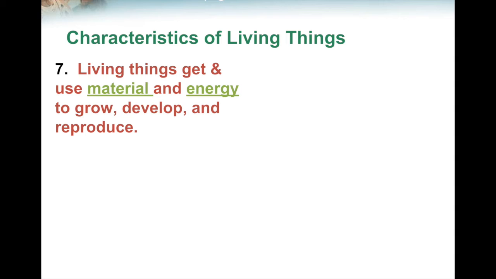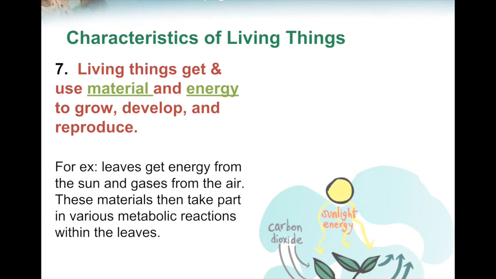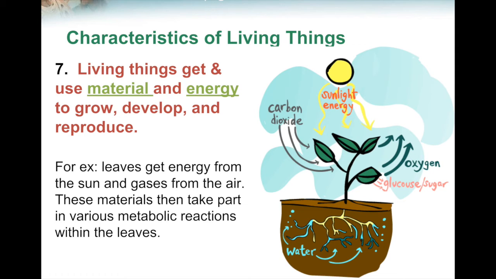Well, what about plants? Plants don't normally eat other organisms, but they still need to get energy and they still need to get materials. So one way they do that, instead of eating something else, is they actually make their food in their bodies. And they need materials like carbon dioxide, they need water, and they need energy from the sun in order to make their food inside their bodies.